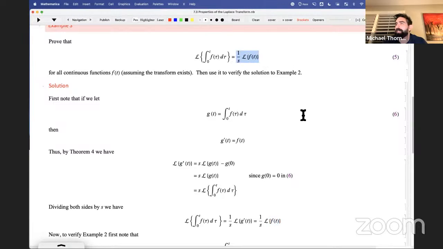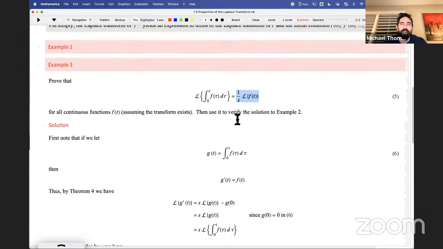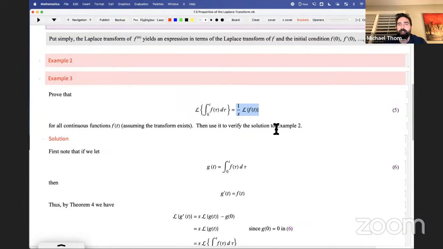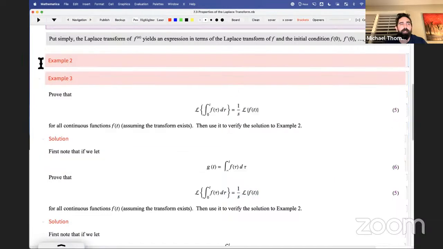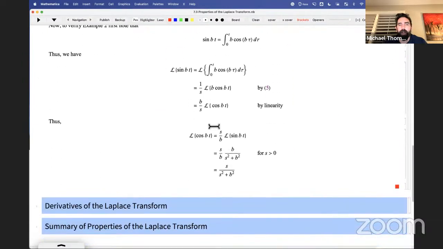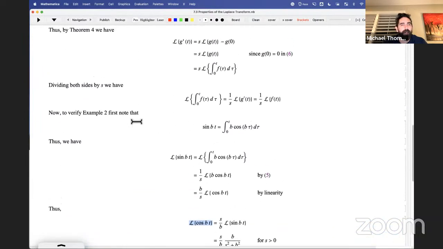It gets kind of confusing with the notation. See if you can work through it. Then you can use this to verify the solution to example 2, the Laplace transform of cosine bt. Verify example 2. Note that sine bt equals, okay, so what we'll do is express sine bt in terms of the integral from 0 to t of b cosine b tau d tau.